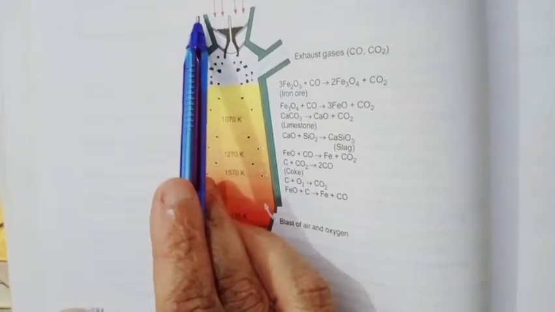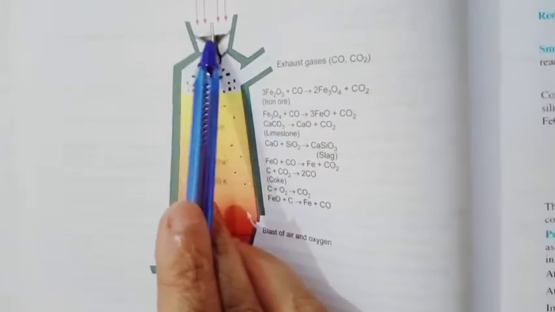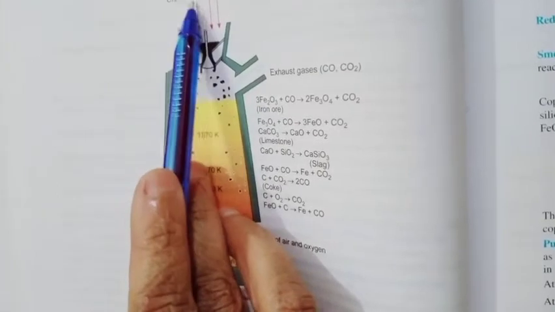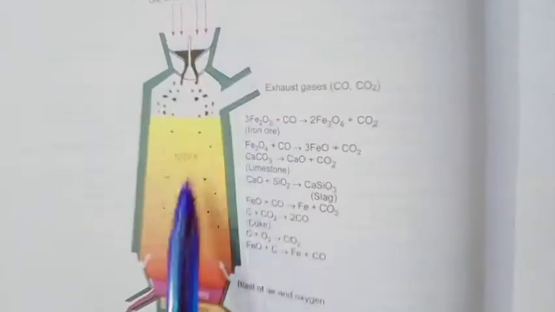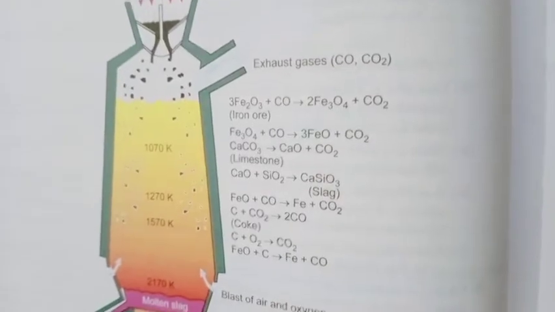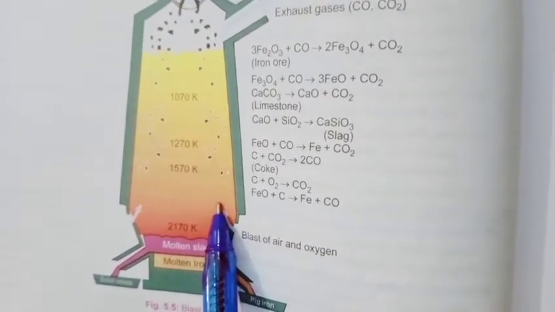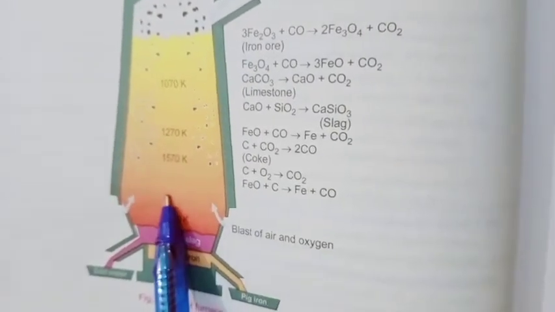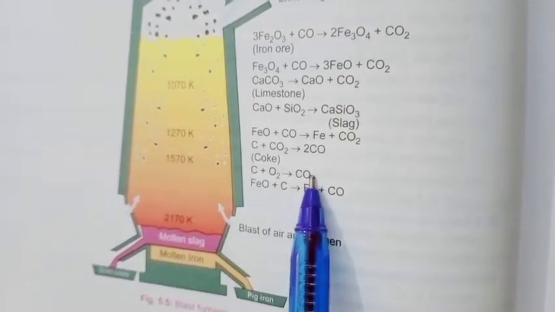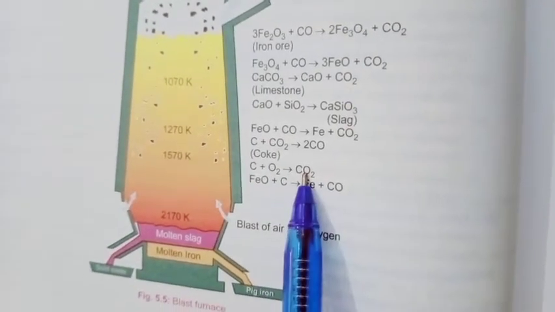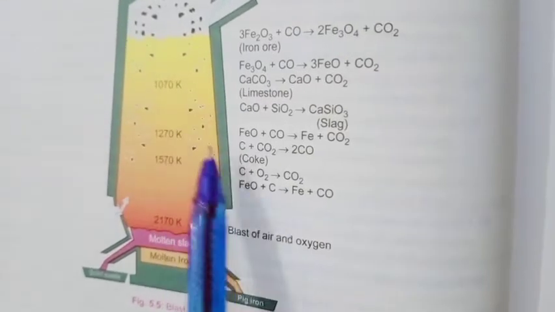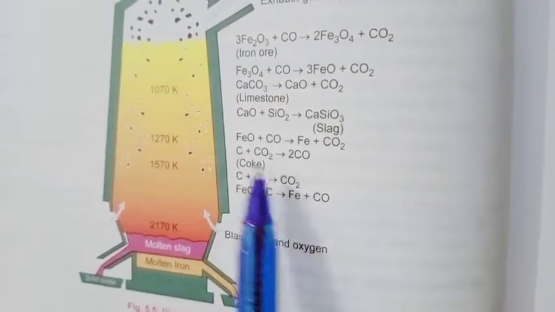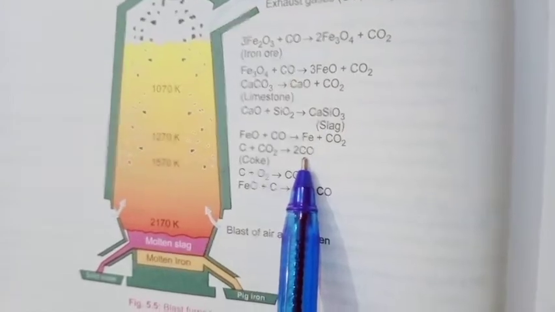Look at the figure here. This is a figure of a blast furnace. In this blast furnace it has a cup and cone arrangement. From this arrangement we pour ore, limestone and coke. They enter into this blast furnace, and from the lower side hot air is blown. When hot air is blown, the carbon in the form of coke burns, it produces carbon dioxide, and this carbon dioxide rises up. It goes up and combines with coke again and gets converted into carbon monoxide.